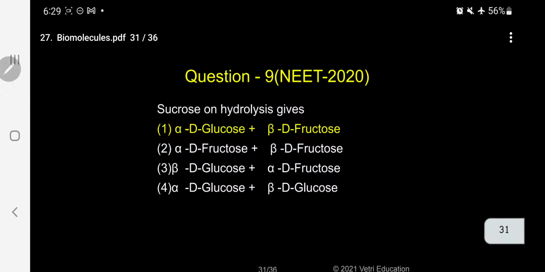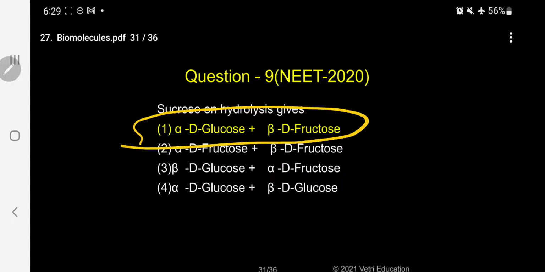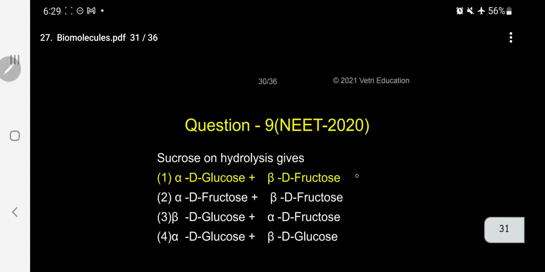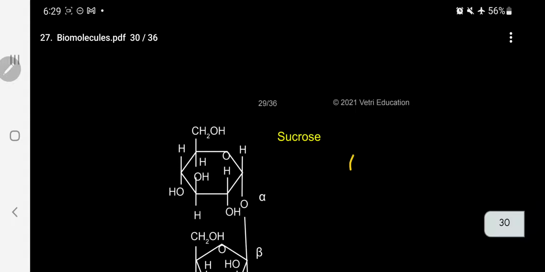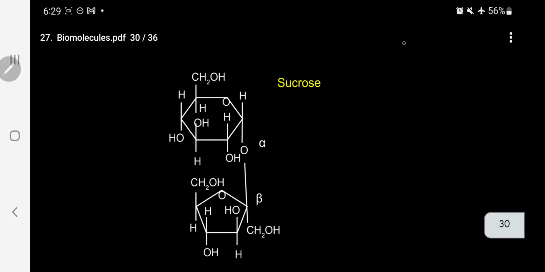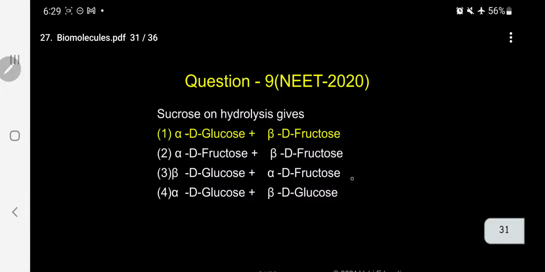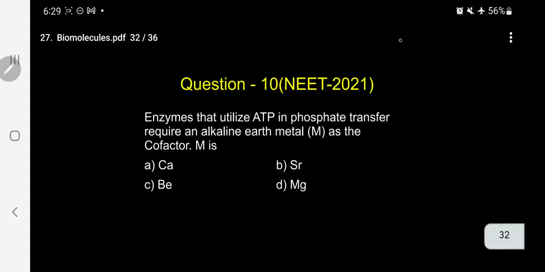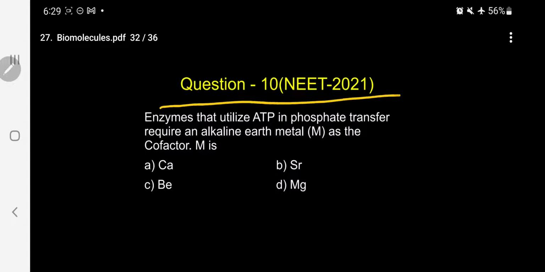So the answer is option 1, alpha D glucose and beta D fructose. Kindly see the structure. Why are we calling it alpha D? Because the OH is below, alpha. Here the OH is above, beta. Alpha D glucose, beta D fructose. Kindly follow. Okay, next question number 10, which was asked in 2021.